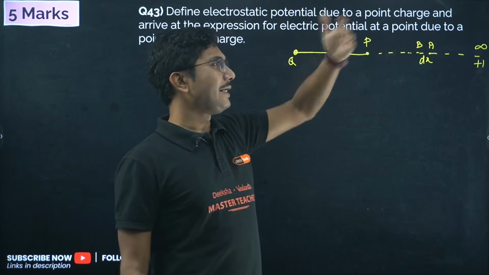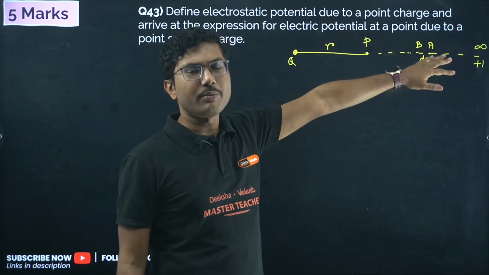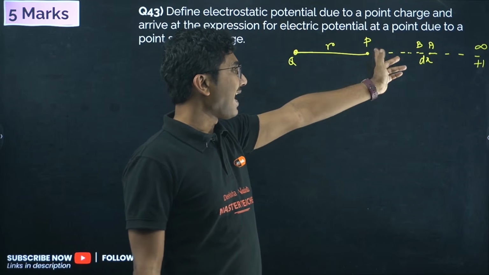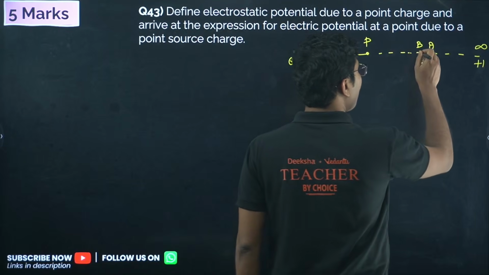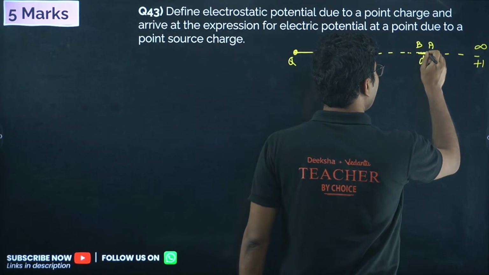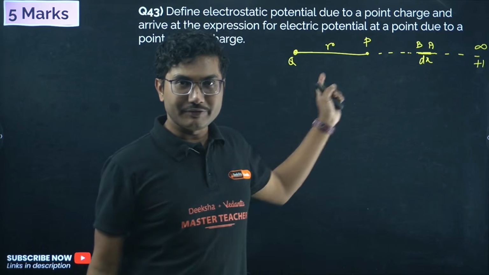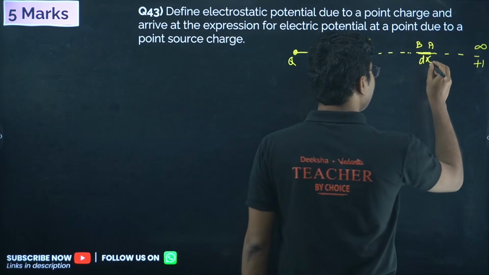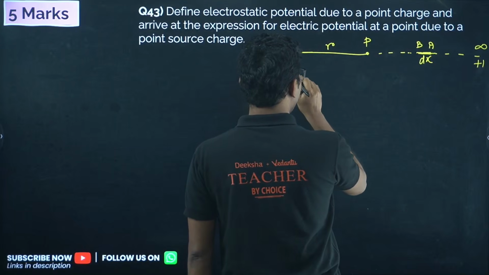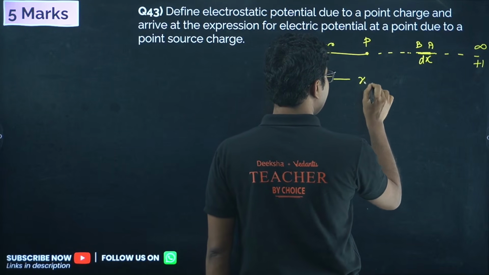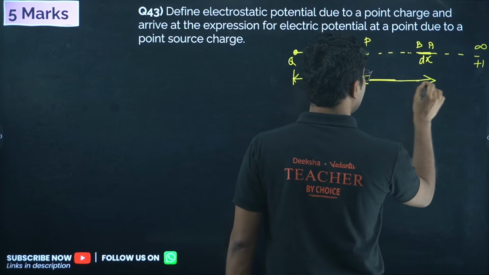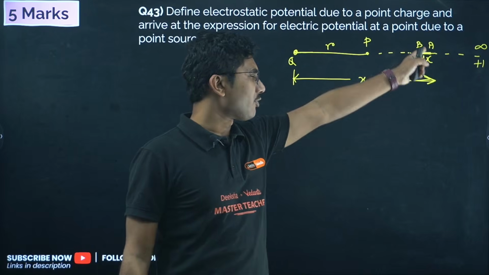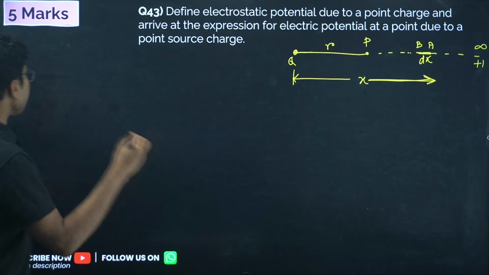Now infinity is not within our scope, so that's why we have to take 2 points which are very close to each other and which are neither at infinity nor exactly at this point. So it is between infinity and this point, some point. Okay, so this is the distance, and the average distance of these 2 points from the source charge is x. Obviously dx is very small, so it does not matter whether you show this distance from A or from B. Now let us consider what is the force that is acting.